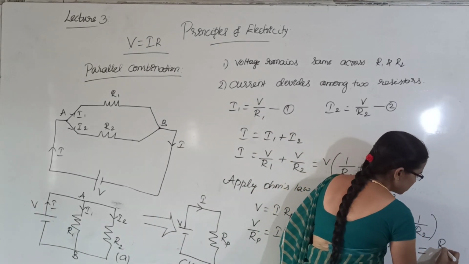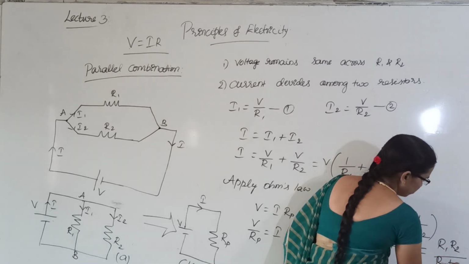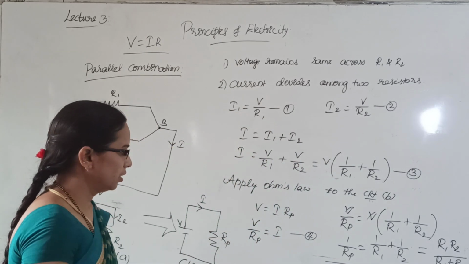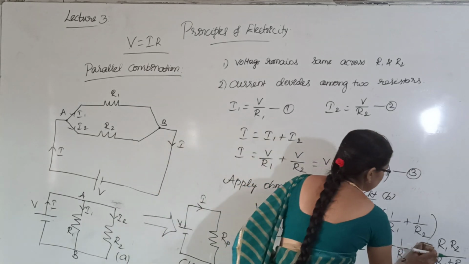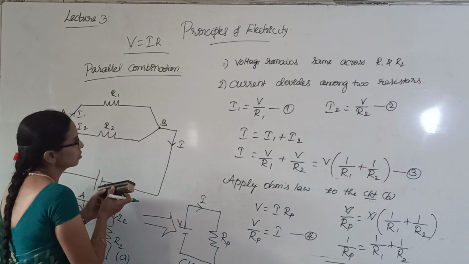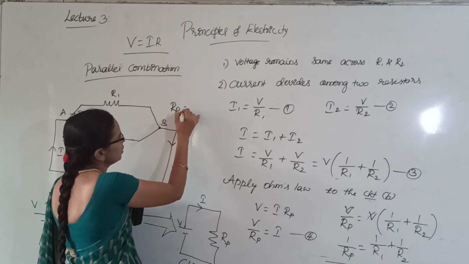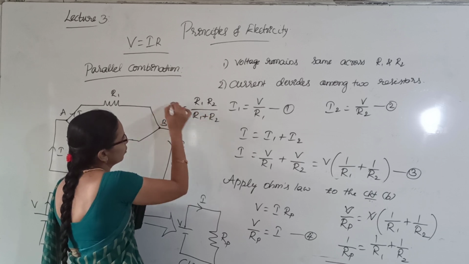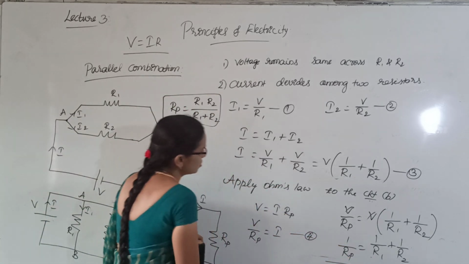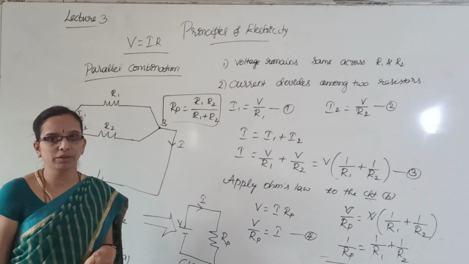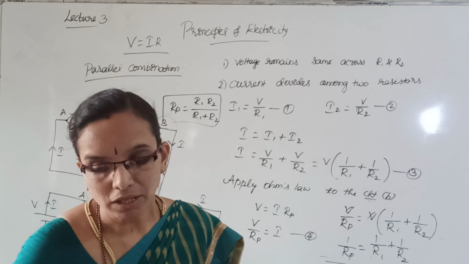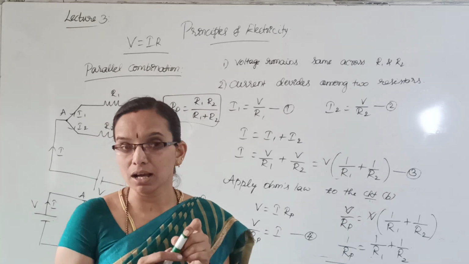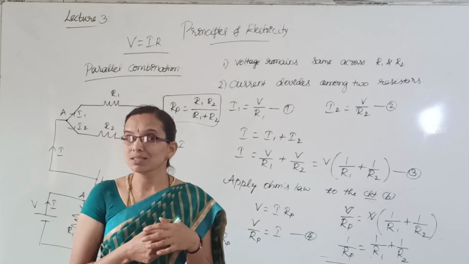Can also be written as R1 R2 divided by R1 plus R2. Therefore, in parallel combination, RP, the effective value of resistance, is equal to R1 R2 divided by R1 plus R2. If you take LCM and simplify this, you get RP is equal to R1 R2 divided by R1 plus R2. So, in series combination, the resistance RS is equal to R1 plus R2, or in general R1 plus R2 plus R3 etc.